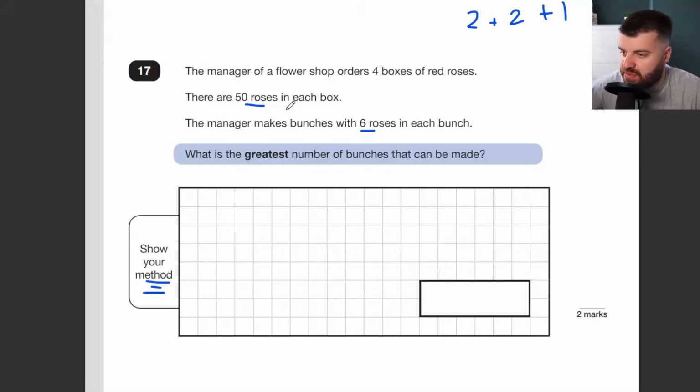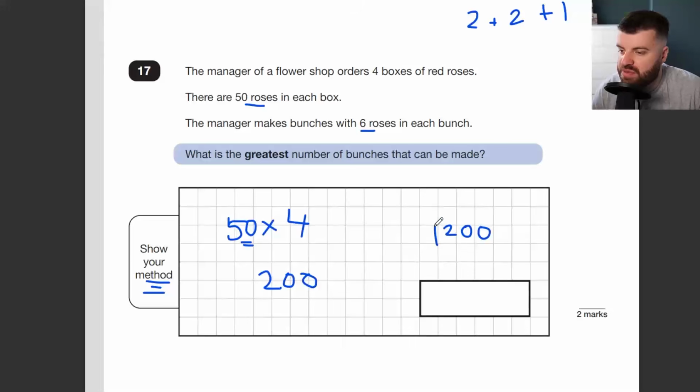Firstly, 4 boxes with 50 in each box. So the first step here is to do 50 multiplied by 4. I would be doing times table facts for this. 5 times 4 is 20, but it's 50, so make it 10 times bigger. There are 200 roses. Then we need to take these 200 roses, and we're going to put them into groups of 6, because that's how many roses are in each bunch.